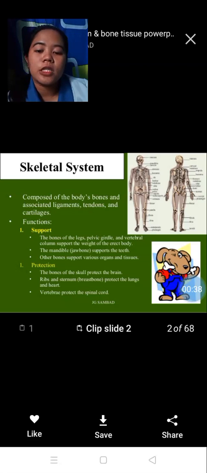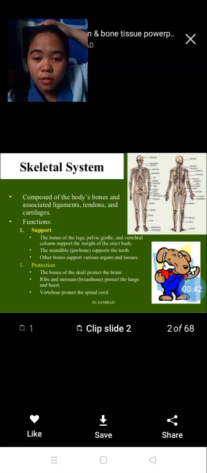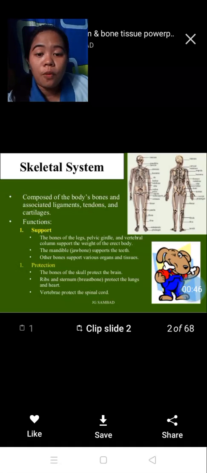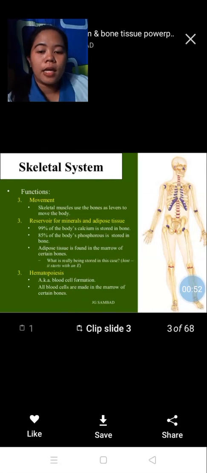Next function is to protect. The bones of the skull protect our brain. Ribs and sternum, the breastbone, protect the lungs and our heart. Vertebrae protect the spinal cord. And movement: skeletal muscles use the bones as levers to move our body.